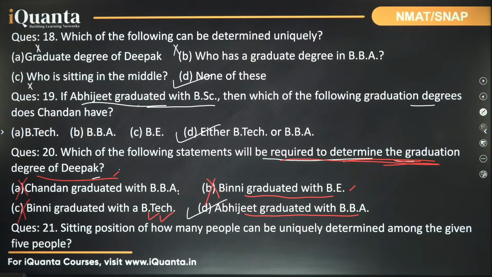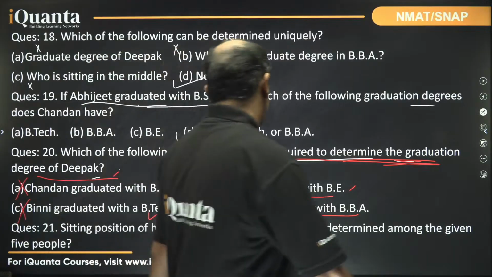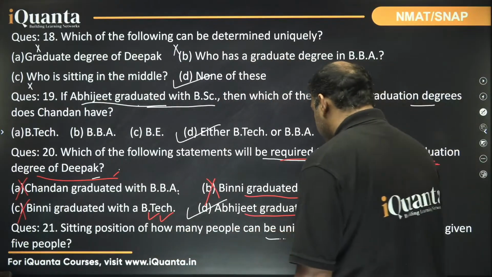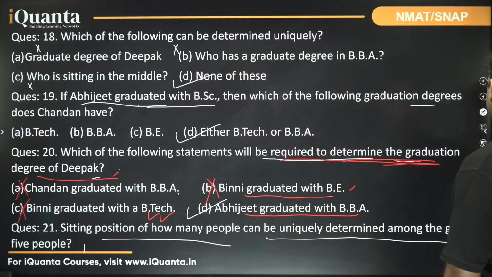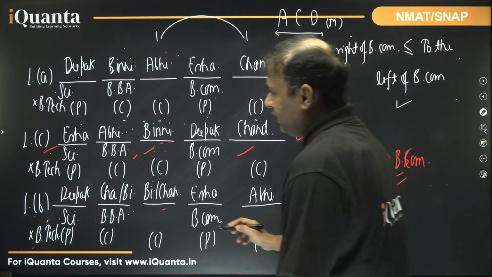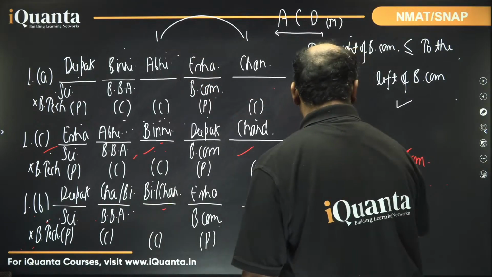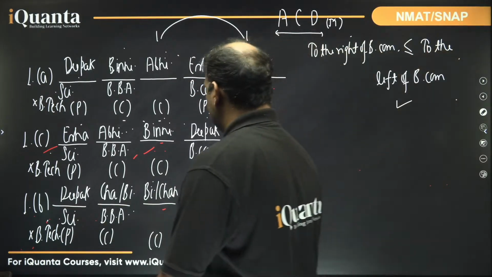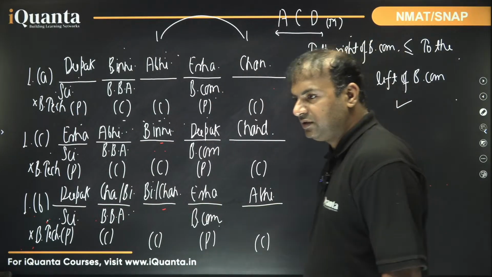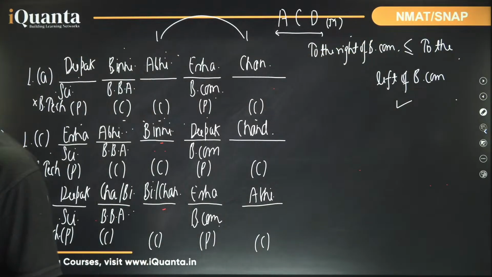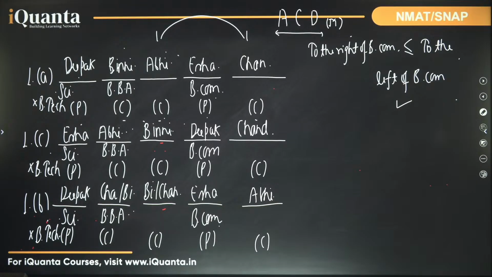Okay, let's try to do the last one. Guys, we have the last question with us, which says that the sitting position of how many people can be uniquely determined among the given 5 people. Sitting position of how many can be uniquely determined, right? Okay, let me erase this red color solution. Now, can you guys tell me that we can define the sitting position of how many people? All of you, can you try to tell me this? The sitting position of how many people can be determined?